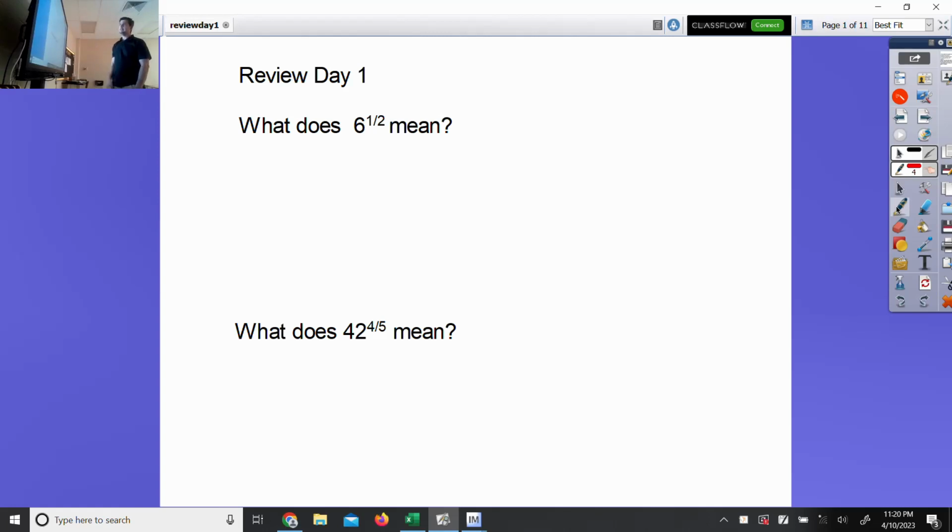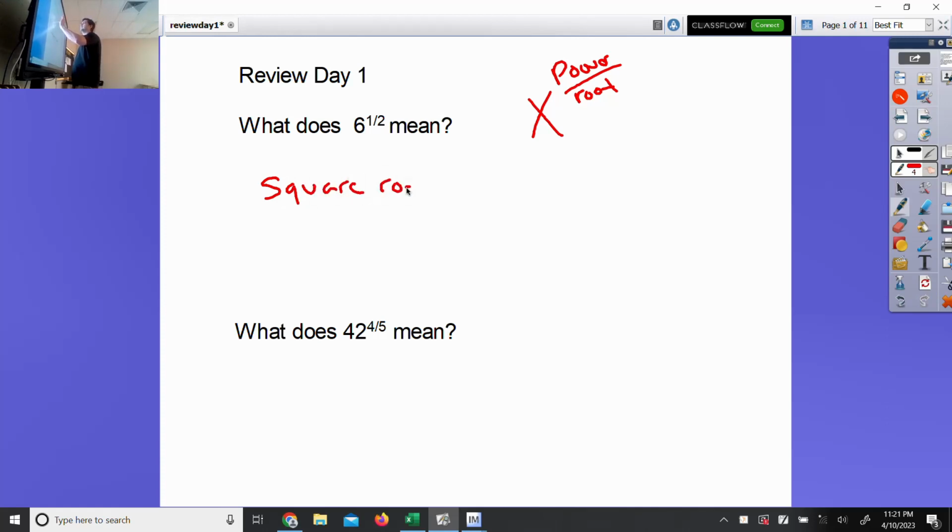So here's some lower level questions. What do these things mean? And it'll be in words. What does 6 to the 1/2 mean? The idea is that a kid understands x to the power over the root. So in words, 6 to the 1/2 means literally the square root of 6. Because this is 6 to the 1st under a square root symbol.